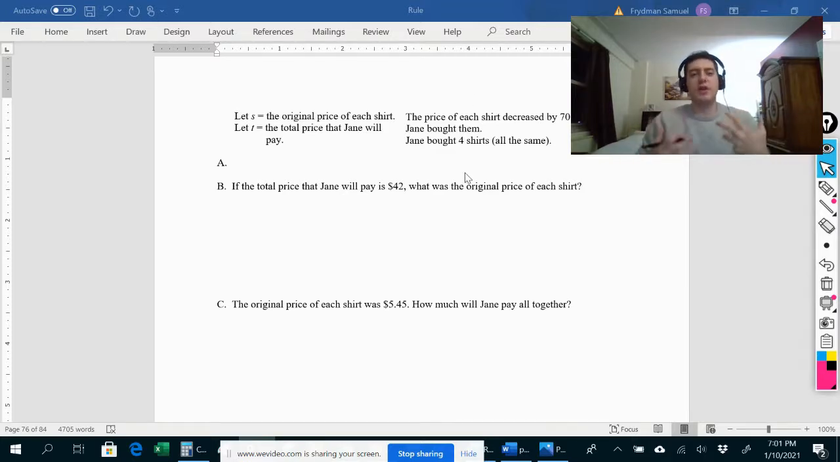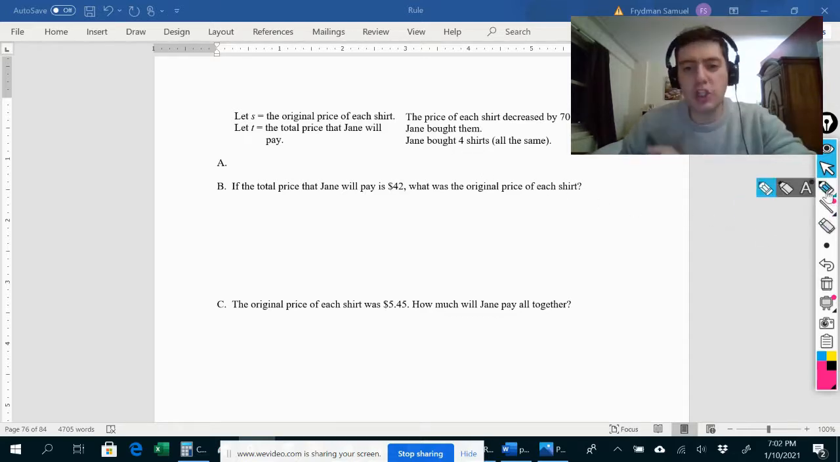So first, let's just make sure that we do understand what's going on here. Jane is walking into a store, right? And she's going clothes shopping. In particular, she's buying some shirts. How many shirts is she buying? Let me stop talking for a second. You read the problem. How many shirts is she going to buy? Well, the answer is 4. She's going to buy 4 shirts.